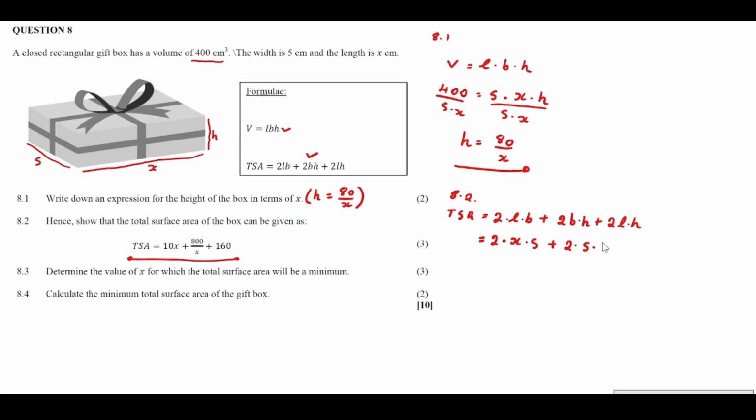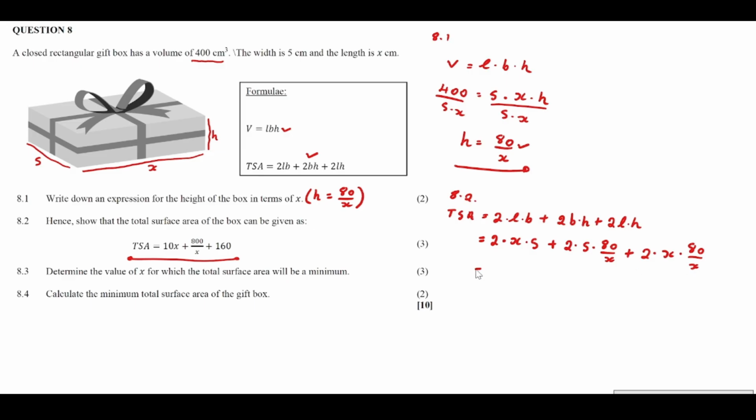What is our height? Our height is this one here. It's going to be 80 divided by x, plus 2 multiplied by the length. The length, in this case, is x, multiplied by the height. The height, in this case, is 80 divided by x.